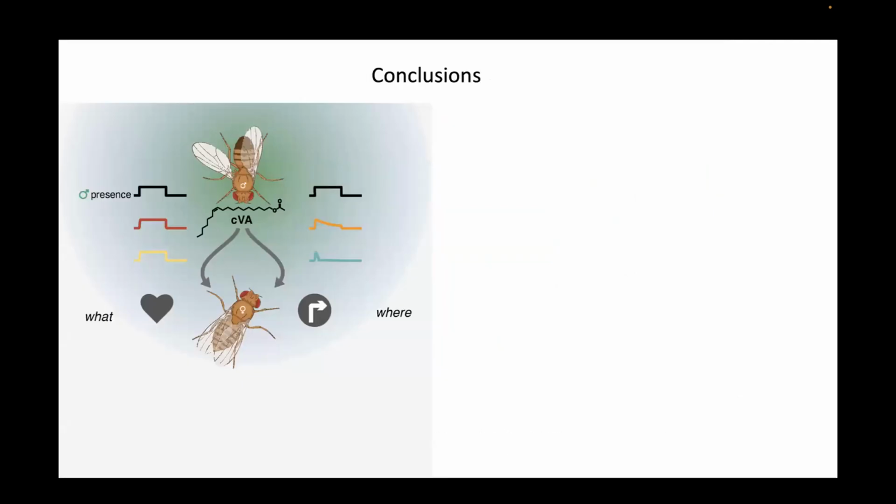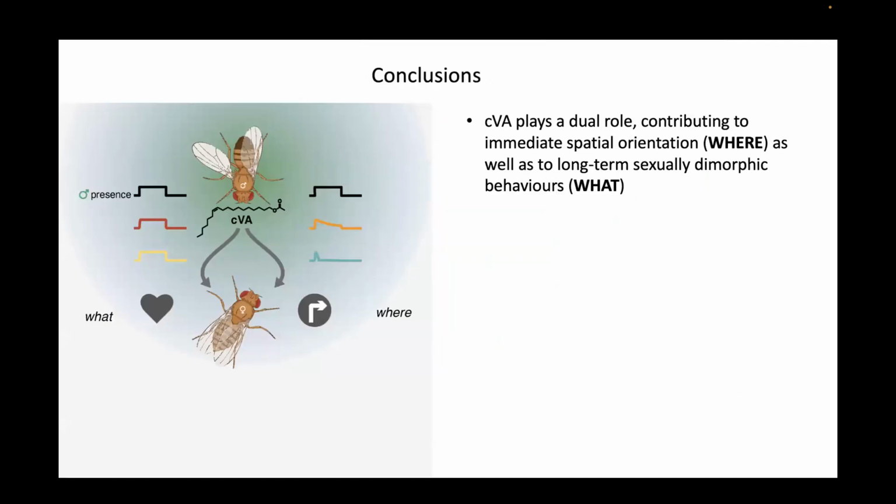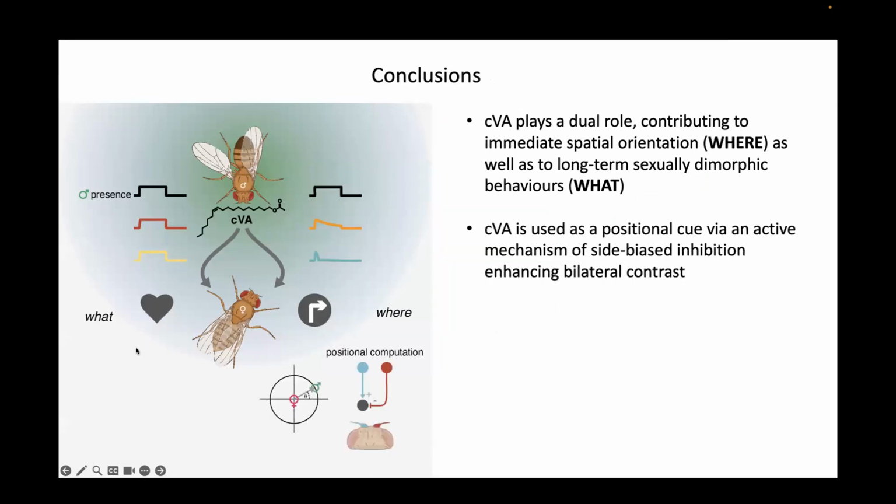So to conclude, we found that CVA plays a double role, contributing both to immediate spatial orientation, that is the where, and also to long-term sexually dimorphic behaviors, that is the what. We found that CVA is used as a positional cue via an active mechanism of side bias inhibition in the antenna lobe that enhances bilateral contrast. So that actively increases the contrast between the information coming from both sides, to make the flies more sensitive to gradients, even in a very narrow range.